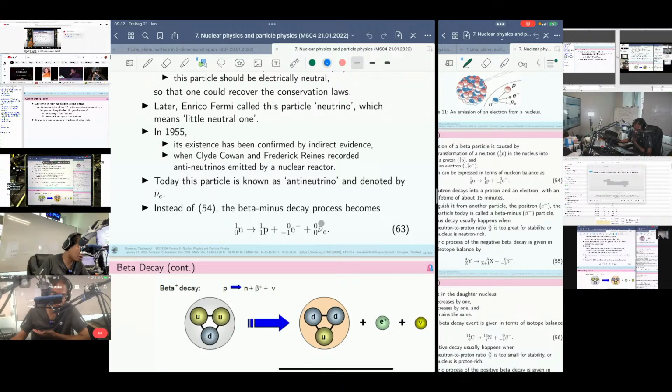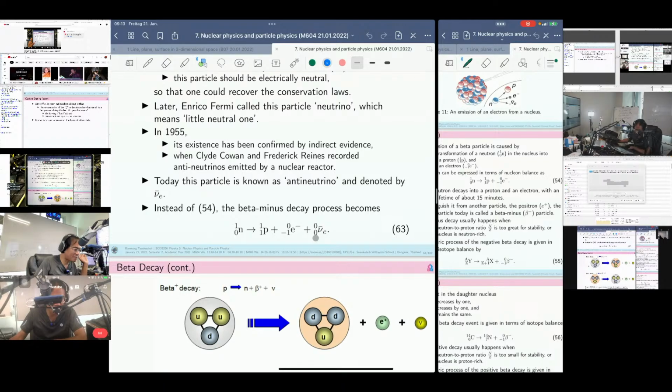So the information on this particle is still missing, and physicists are still trying to get some information about it. Unfortunately, in my lifetime, I cannot deliver the actual information to you for this particle. Okay, let's make the conclusion in a better view for the beta decay process.